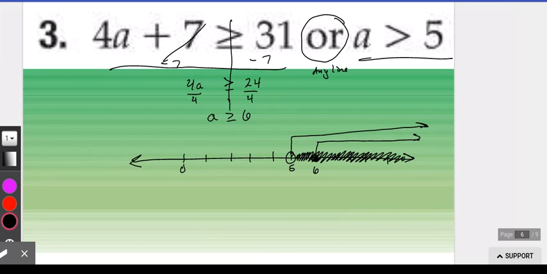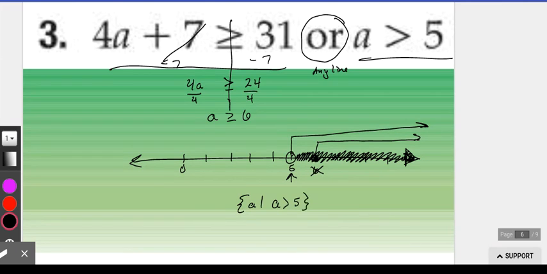And when I do that, I end up creating a graph that only has one border. The 6 is no longer a border. It's taken over by all the shading. The only border is the 5. So I only have to mention that particular inequality in my final answer. So it'd be a such that a is greater than 5.